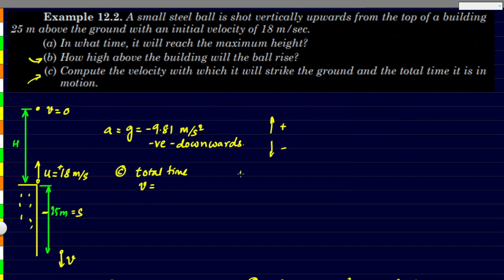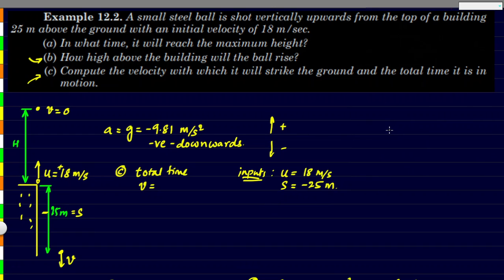So the inputs that we need to take here are going to be slightly different. So initial velocity is of course acting upwards, so we need to take it as positive 18 meters per second. Coming to the displacement, because we want the total displacement to be here, we've got to take it as negative, so minus 25 meters is the displacement we have to take. Final velocity, of course, we don't know, we have to find, and time as well is something that we still need to find.